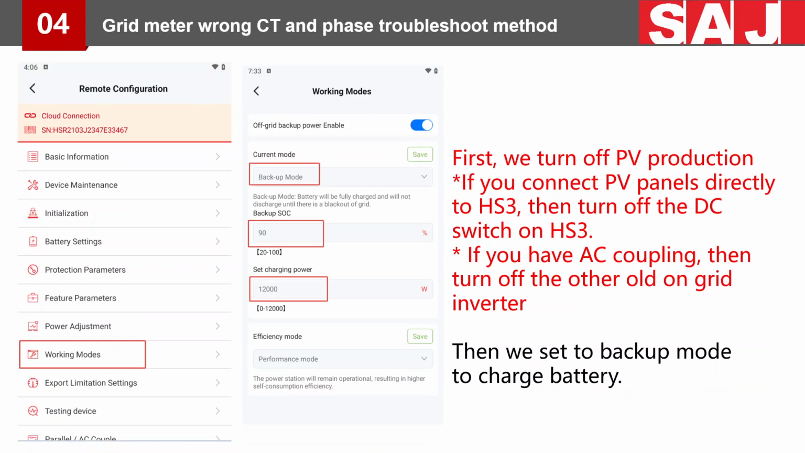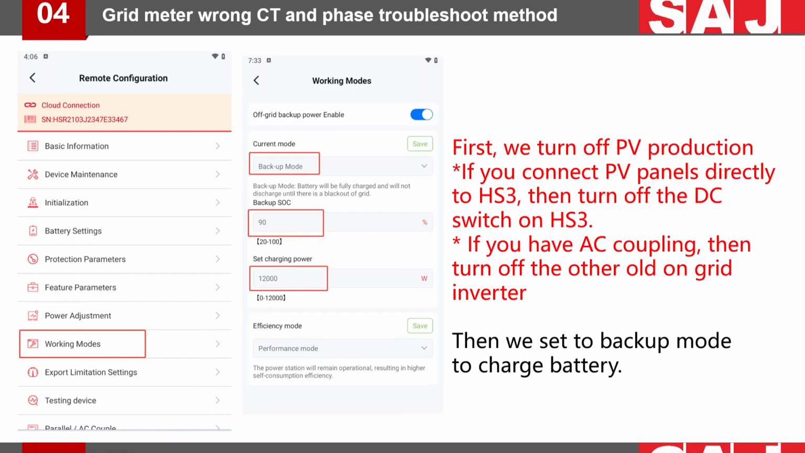For grid meter troubleshooting, you go to the working modes, set to backup mode, 90% and very high charging power. And when you troubleshoot, I suggest you turn off PV production. If you connect PV panels directly, you turn off the DC switch. If you connect with AC coupling, then you turn off the other old on-grid inverter. It's because if you turn off, then all the power we import is from the grid, so the grid meter can show it. If you don't, then it's very hard to see if the solar panel is producing lots of energy.